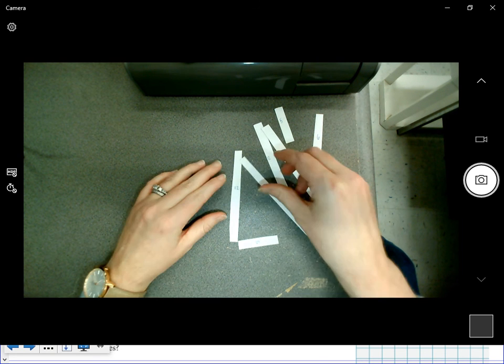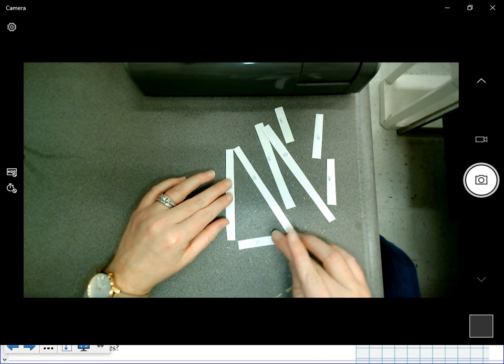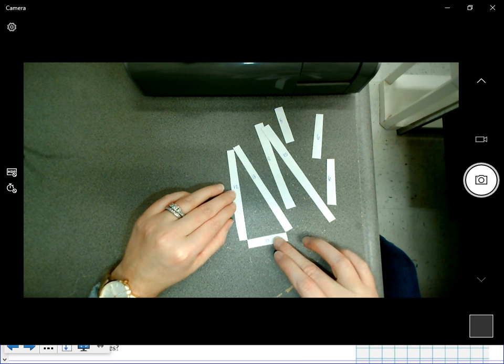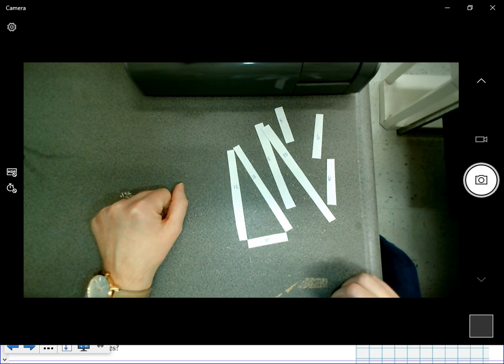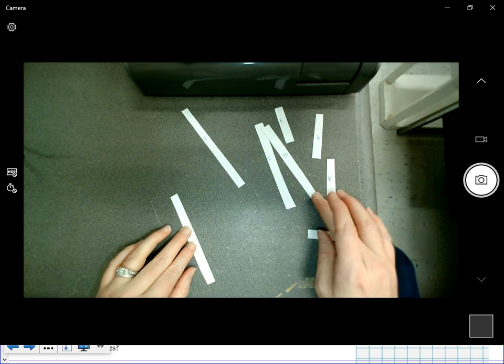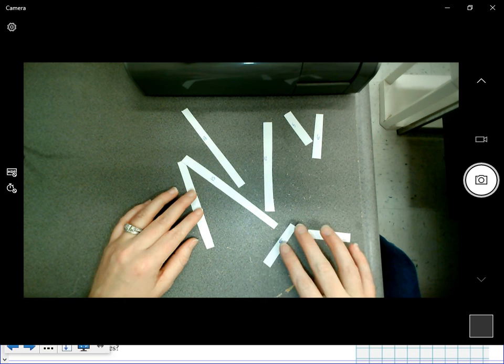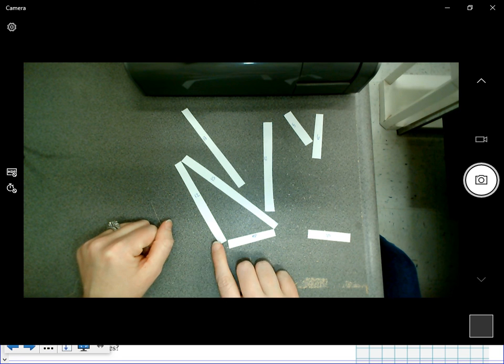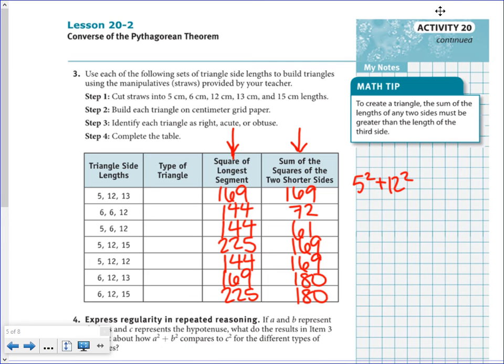Then looking at 6, 12, and 13, this one is also an acute triangle. And then the last one, 6, 12, and 15, if you look, is an obtuse triangle. So those are the different triangles that you should have from your chart. So let's fill in on our chart.